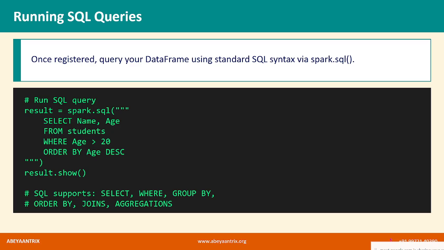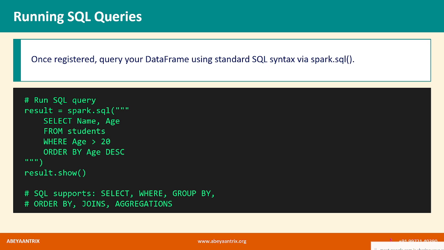Now, once you create the view, you can run the SQL queries. For example, this is my SQL query: select name, age from student where age is greater than 20, order by age in descending order. So, this is one normal SQL query. How am I running this query?